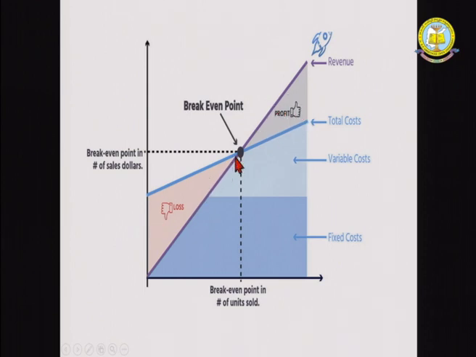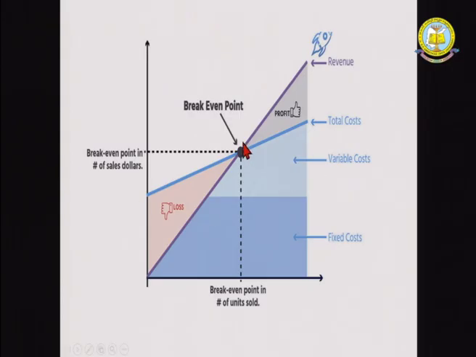At this point it intersects with the cost curve, and above this the company begins to reap the profit. Below it is loss. There is an angle here that is called the angle of incidence. And if you want to know the break-even point in sales revenue, this is the break-even point in sales revenue. What is the number of units that you need to produce to achieve no profit or no loss?